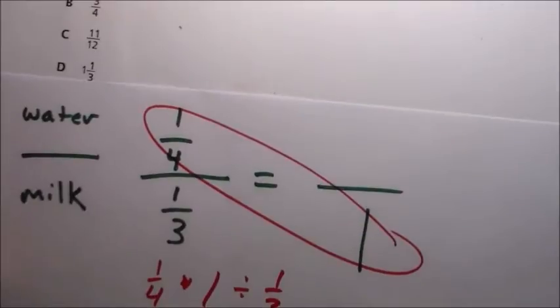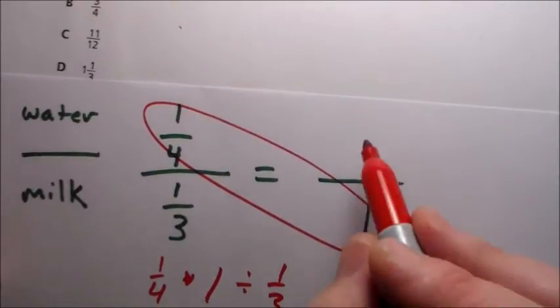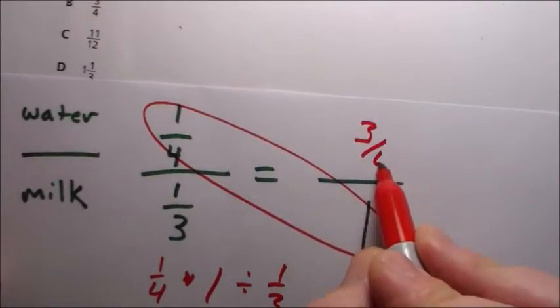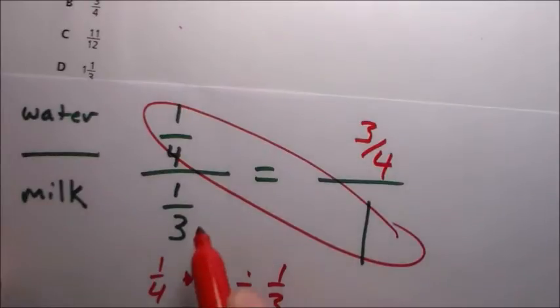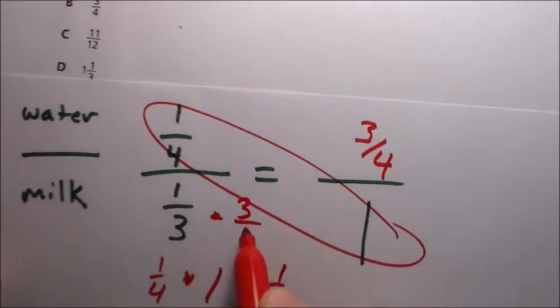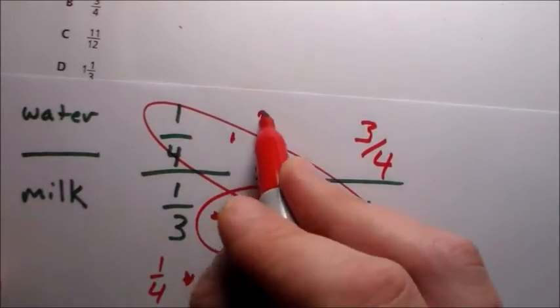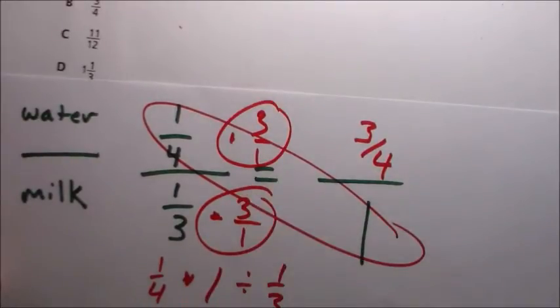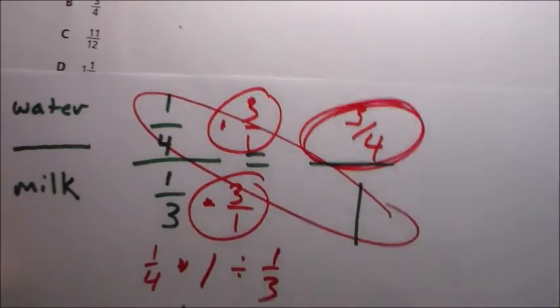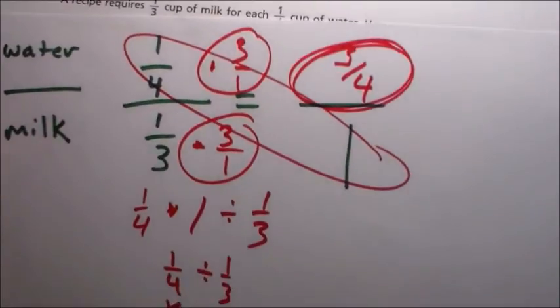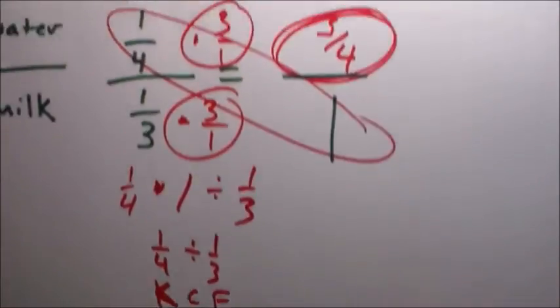So if we were to have 1 full cup of milk, we would need 3/4 cup of water. Again, if you wanted to just multiply by the reciprocal, you get the same answer. But I go through the steps of cross multiplying and dividing, and I get 3/4.